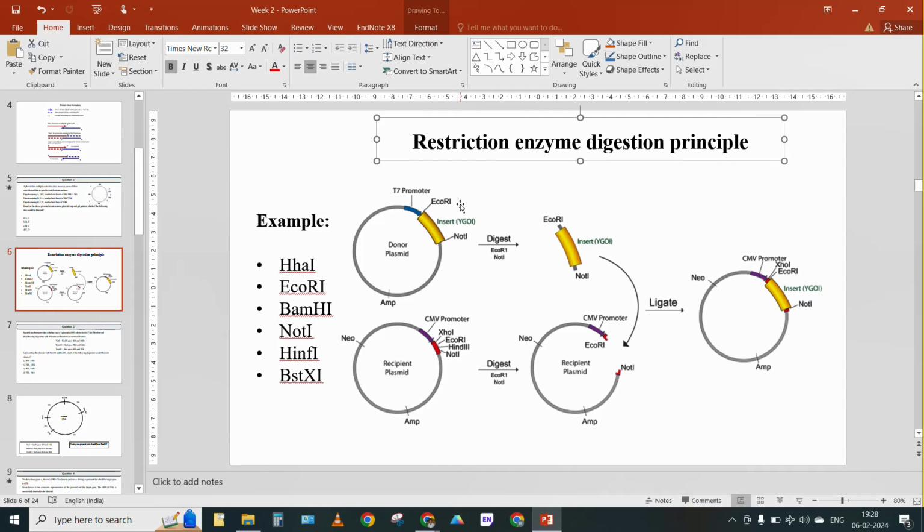So the most commonly used restriction enzymes recognize four nucleotide pairs. Here I have mentioned some examples of restriction enzymes, which are HhaI, EcoRI, BamHI, NotI, HinfI and BstXI. Let me explain all of these.